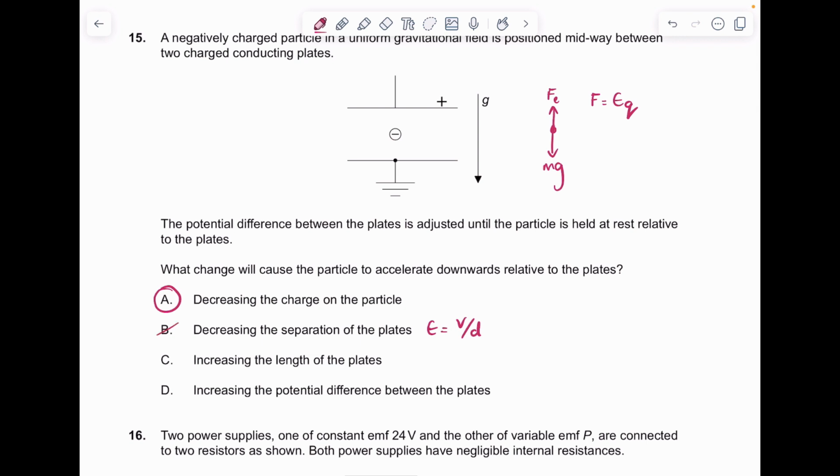C, increasing the length of the plates. That has no impact on any of our equations. It doesn't change the charge, it doesn't change E, it doesn't change the weight. It's irrelevant in this scenario. Increasing the potential difference between the plates, well, that would also affect our E equals V over D. That would make V larger, which would make the electric field strength E larger, which would make the force upwards due to the electric field larger, and the particle would move upwards again, so it's also not D. So we are correct that the answer is indeed A.